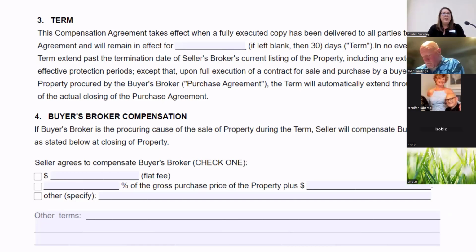the actual closing. This is the same wording that we have in our listing agreements, right? If you have a listing and it's set to expire, but you have a contract on it, we know that that listing agreement extends through that closing. So you don't have to do anything with that.